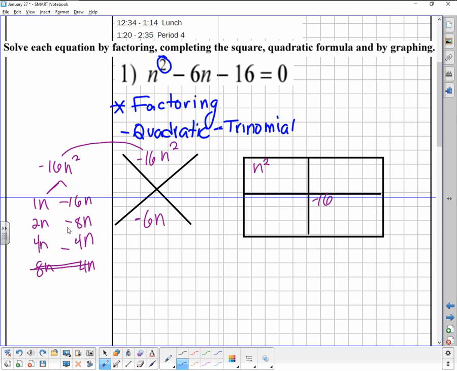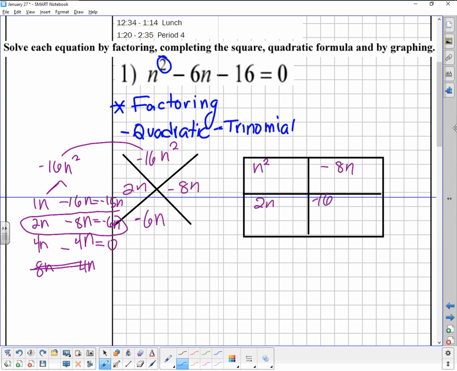Now, negative 1n plus 16n will give you 15n. Negative 2n plus 8n would give you 6n. And 4n minus 4n will give you 0. So this is the one that I'm looking for: negative 2n, I'm sorry, 2n and negative 8n. So in here you have 2n, negative 8n. These values go in here, 2n, negative 8n.